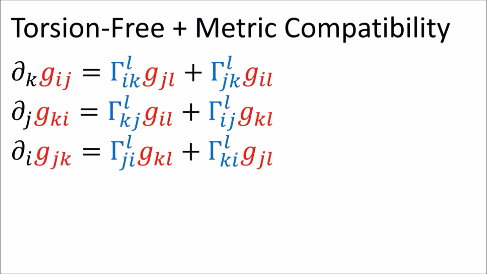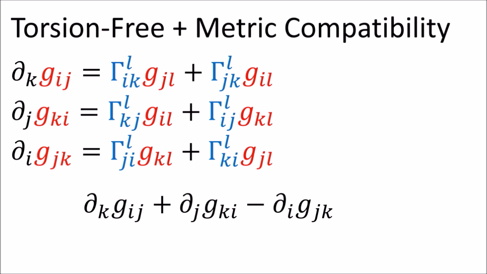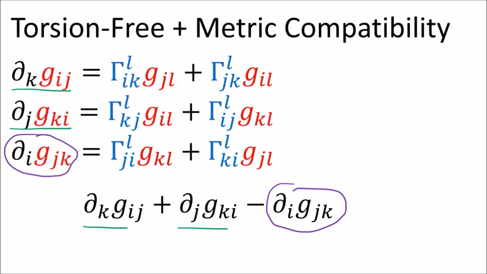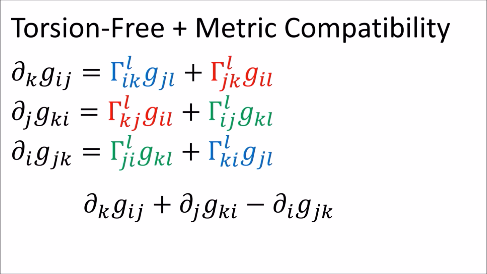Now, I'd like you to notice what happens when we use the torsion-free property and the metric compatibility property together. Using metric compatibility, we can write out these 3 equations, and these are all basically the same equation, just with the i, j, and k indexes switched around. And let's say we want to compute this expression right here. It's just these two derivatives added together with this one subtracted. So I'm going to color code these terms here.